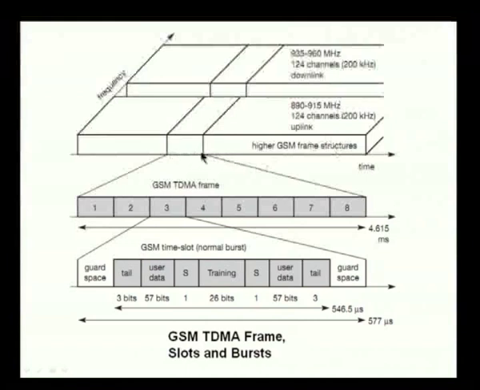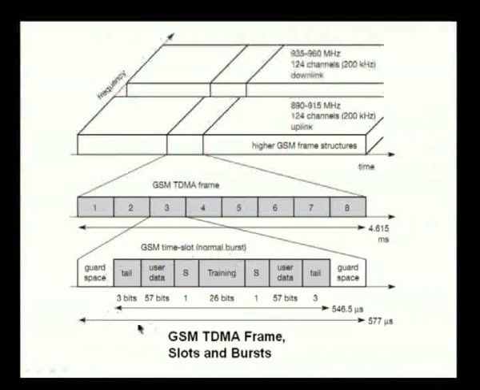Now, this is the portion of a time slot. This is referred to as the GSM TDMA frame. 4.615 milliseconds is the duration of a single GSM TDMA frame. Further, the GSM TDMA frame is divided into 8 slots. This is the third slot we are taking for our discussion. The third slot is divided further like this. That is known as the GSM time slot. It is also referred to as the normal burst.